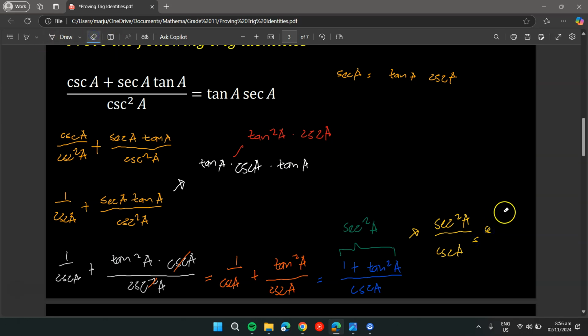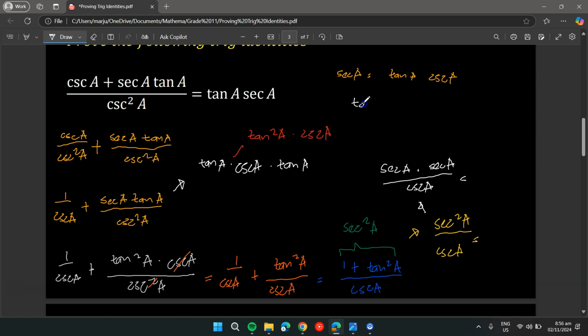Let me just do it below. I'm going up, I'm not advising that we do this, but I have no space. So this is now secant of a times secant of a all over cosecant of a. Now, what is secant over cosecant? Our quotient identity. Secant over cosecant, that is just tangent, right?